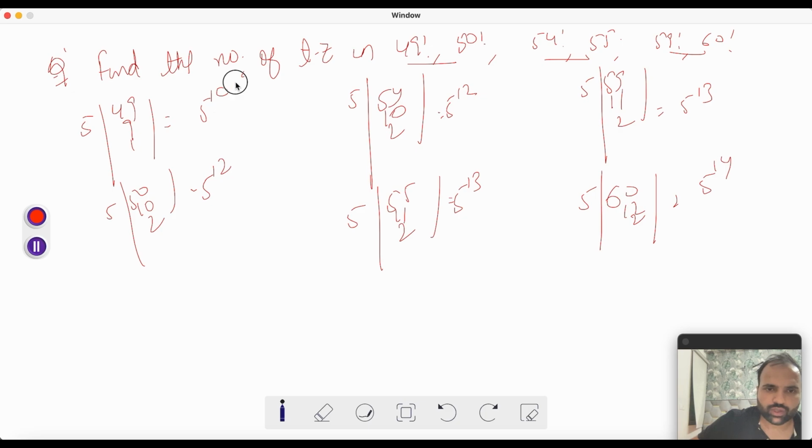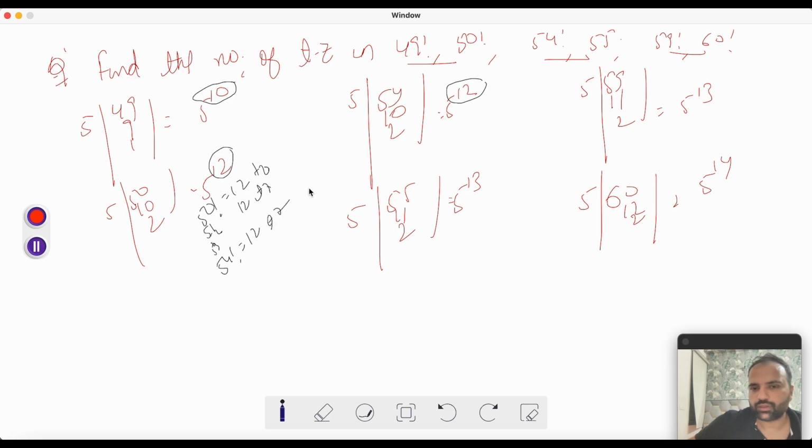In 49 factorial you have 10 zeros, and in 50 you have 12 zeros. You have 12 zeros in 54 factorial as well. Look over here, 50 factorial you have 12 zeros, and 54 factorial you have 12 zeros. Even in 51, 52, 53 you would have 12 trailing zeros. Now in 55 we see there's an additional one, and from 55, 56, 57, 58 up to 59 you have 13 zeros.